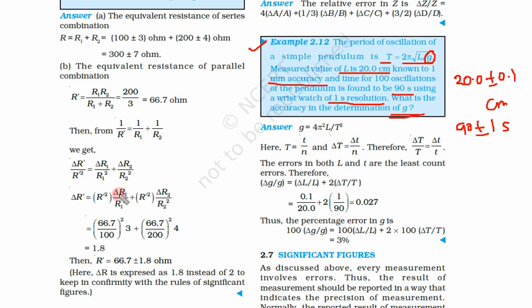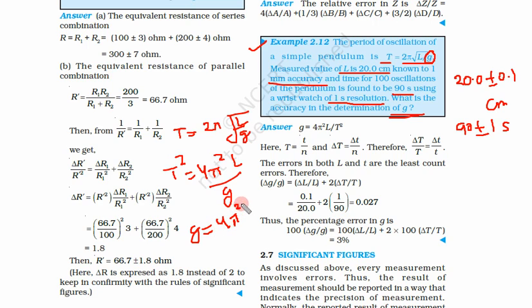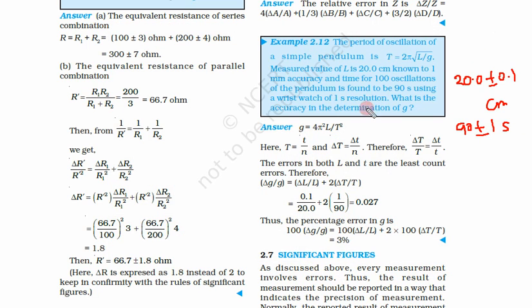Now let us adjust this formula. So we have T is equal to 2 pi under root L by G. Squaring both the sides, we get T square is equal to 4 pi square L by G. So this is our formula. Let us take G this side. So G is equal to 4 pi square L by T square. So this is our formula. So now let us calculate what is the error in G.